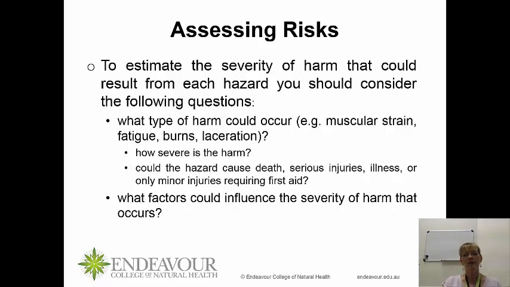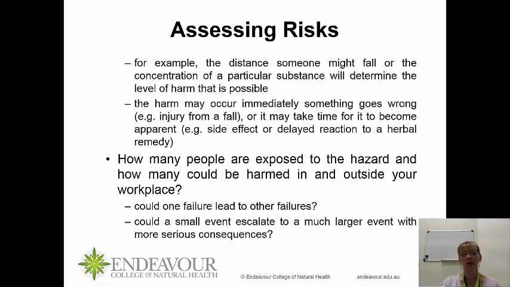So once you've identified the hazards, you want to then assess the risks. And again, you start to look at what type of harm could occur. So example here, is it a muscular strain, fatigue, burns, laceration? How serious could this be? Could it cause a serious injury? Could it be fatal? Or is it only likely to cause a minor injury that might just need some first aid rather than hospitalisation or additional treatment? And what factors could influence the severity of harm that occurs?